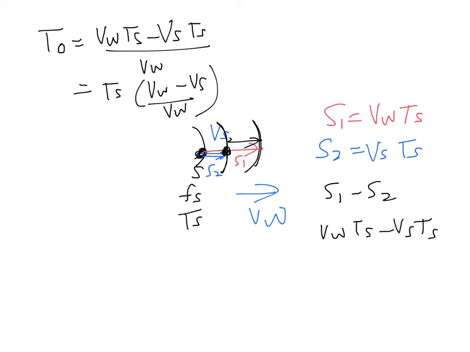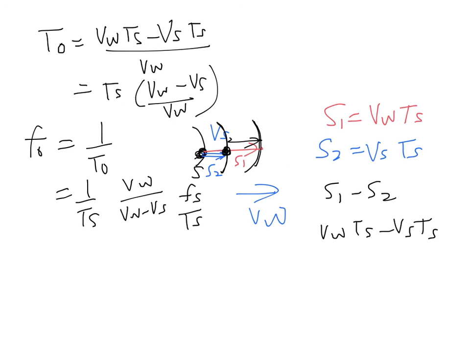So what will be the observed frequency? The observed frequency will be the inverse of the observed period. So you just have to invert the whole thing. So 1 over Ts times Vw over (Vw minus Vs). What you will notice now is 1 over Ts gives you the frequency of the source. So fo equals fs times Vw over (Vw minus Vs).